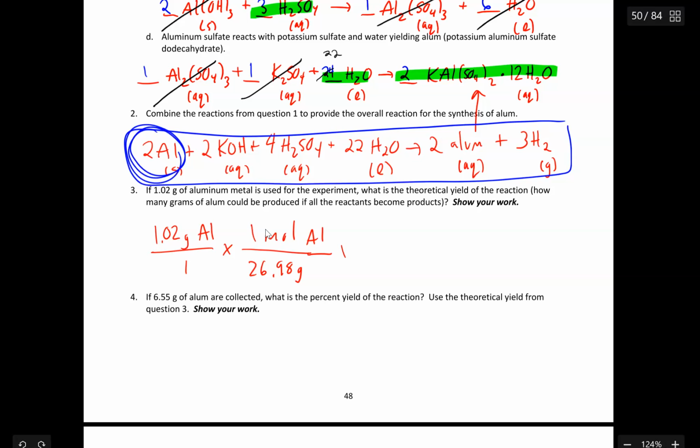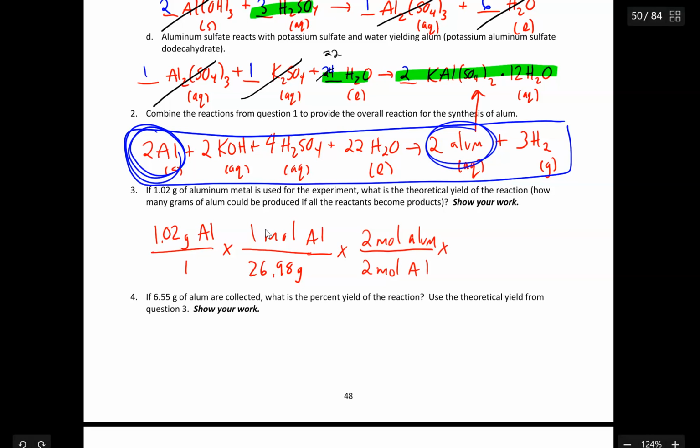The whole reason we go through this process of trying to figure out the overall equation is so that we know the mole ratio between our products and our reactant. So we're interested in producing alum, and we know our limiting reactant is aluminum. Based on the balanced chemical equation, for every 2 moles of aluminum present, I should be able to produce 2 moles of alum. There's no way to know this ratio without going through question 1 and 2, looking at all the individual reactions and combining them. Whether you want to write that as a 2-to-2 ratio or a 1-to-1 ratio doesn't really matter.